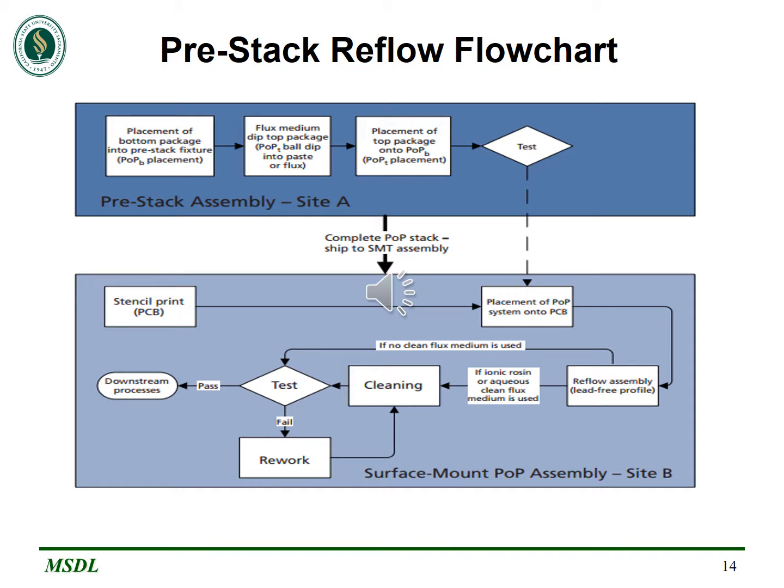As we discussed earlier, the top package and bottom package will be connected first. Once the functionality tests are performed, they will be placed over the stencil printed PCB board and then they will enter the reflow assembly. In the reflow assembly, the flux medium will be checked to see whether it is completely clean or not. If not clean, it will be sent to the cleaning process. Once completely clean, it will be sent to the downstream process.